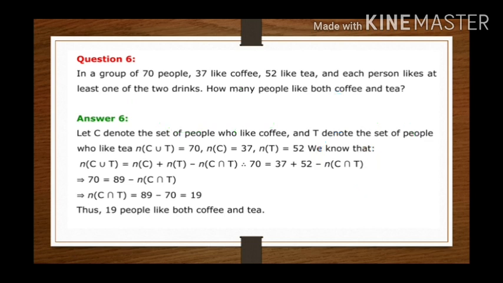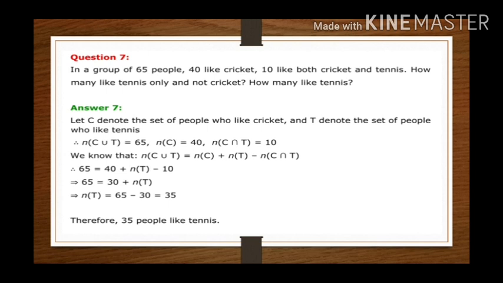Then how many like coffee? 37. So N of C is equal to 37. How many like tea? 52. That is N of T is equal to 52. You have to find the intersection value. Again, just put in the formula. It will be 19. 19 people like both coffee and tea.